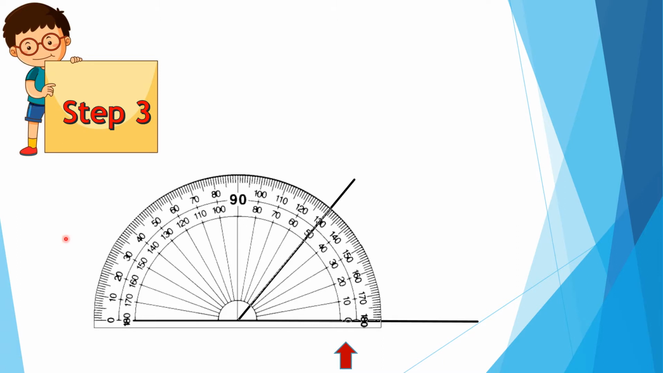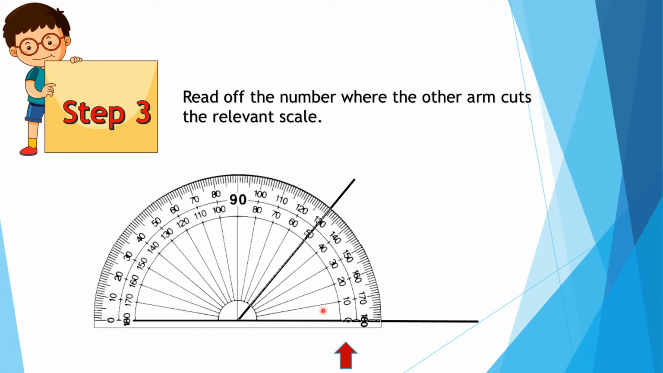This is the last step. After selecting the correct scale, the only work to be done is getting the size in between these two arms of the angle. To do that, we have to move across the scale we selected. Then, there we can see the number 50 is cut by the other arm. So, the size of this angle is 50 degrees.